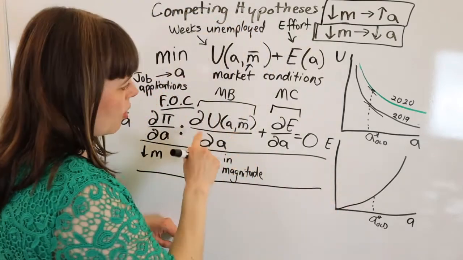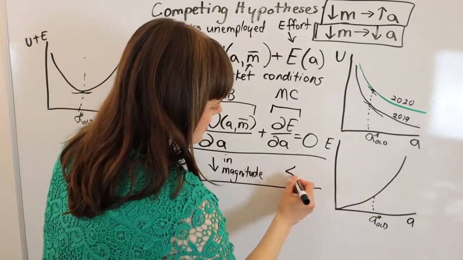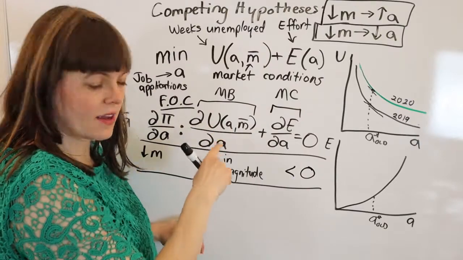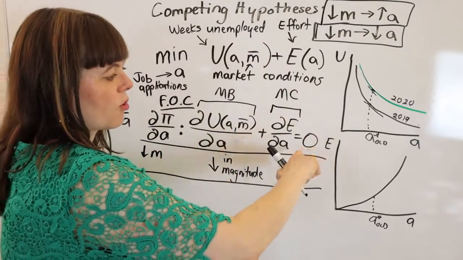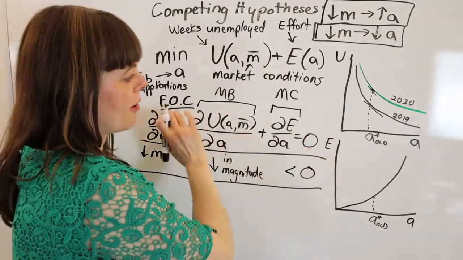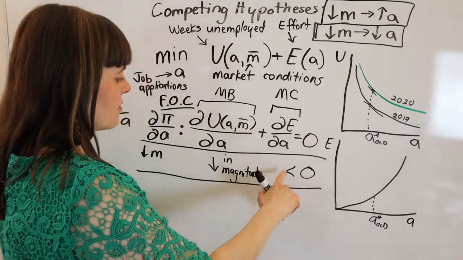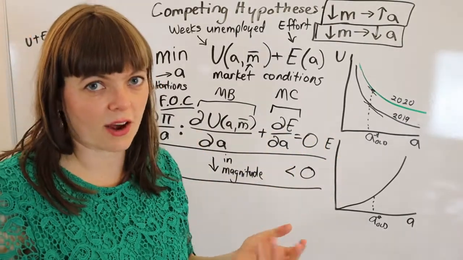And that means our whole thing is less than 0. Since this is our negative thing, this whole thing is less than 0. We're not in equilibrium because we know at equilibrium our first order condition is equal to 0. So the next question is, how do we counterbalance that?